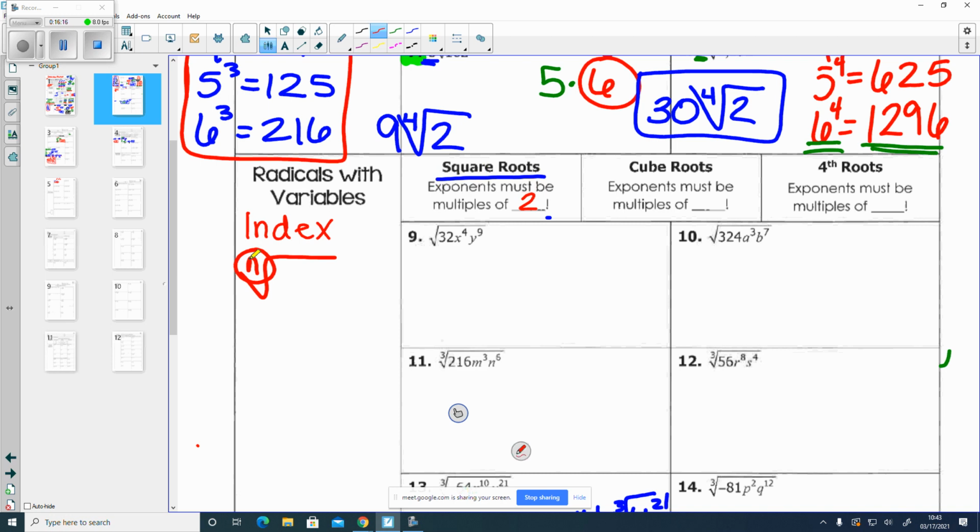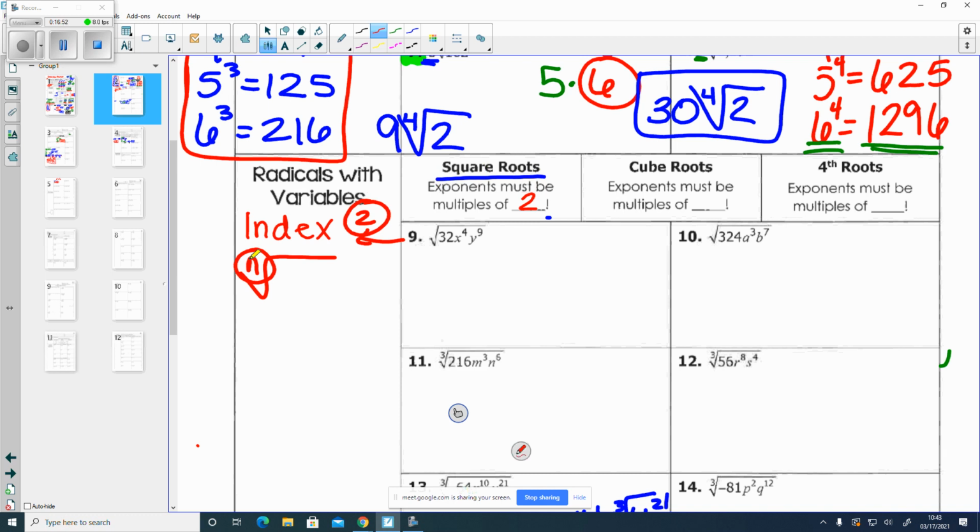So everything's great, but now we have variables. So now it's going to get a little tougher, okay? We have to first look at the index, okay? So for number 9, when there is no index, we assume it to be 2, okay? So for number 9, the index is 2, okay? When the index is 2, we can call it the square root. That means all the exponents within the problem have to be a multiple of the index.